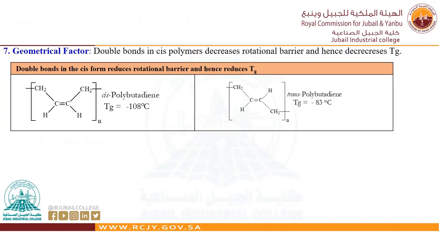We have talked about the geometrical factor, where you have cis, on the same side, and then you have trans on the opposite side. And we said the double bond decreases the rotational barrier. When it is cis, you end up with a lower Tg than when it comes to trans, because cis reduces the rotational barrier and therefore decreases the Tg.